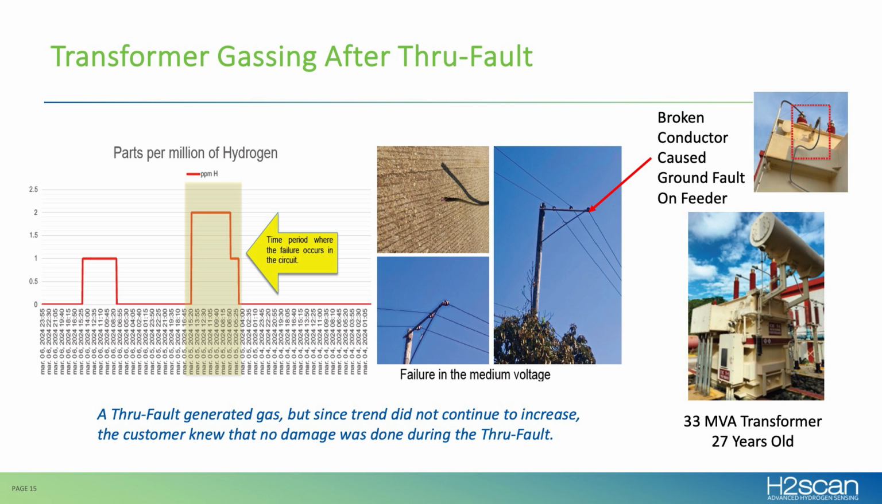But in this case, the customer was very happy to see that, hey, the sensor's working. It saw some gassing during the through fault, but the through fault did not cause permanent damage because they didn't see continuous gassing coming from the transformer after the through fault. So they felt confident leaving the transformer in service, and no further action was required.